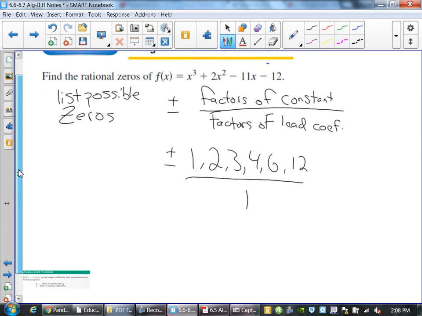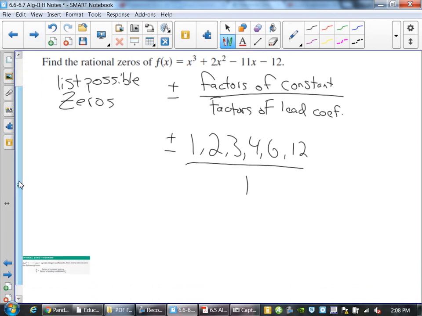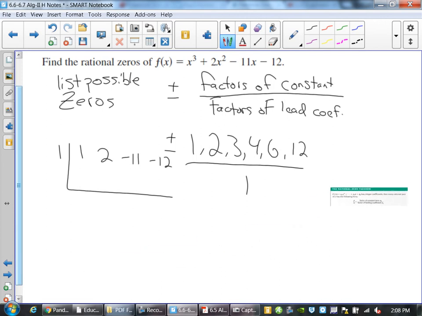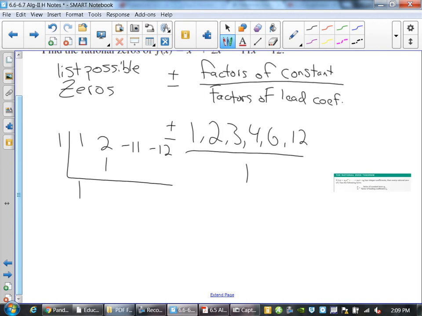For example, in this problem here, I like to start at 1 and work my way out. And then I'm just going to synthetically divide. If I get a 0 at the end, great. If I don't, I erase and I go again. Obviously it's not going to work. I went up to -8. I know it's going to get me there. So I erase and I go again.